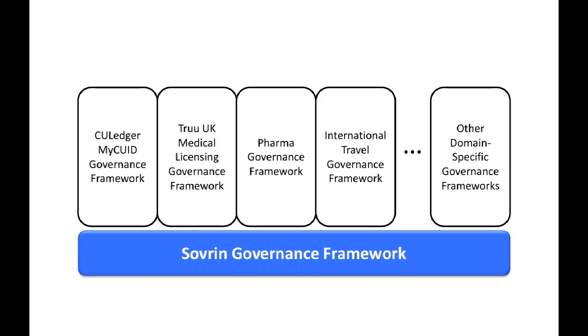So hold questions right now. I'm going to finish this out, and then we can dive down into it. A simple way to look at it is that the Sovereign Governance Framework is designed to be this baseboard. I'm going to talk about this one, COID, and briefly about this one for medical licensing.